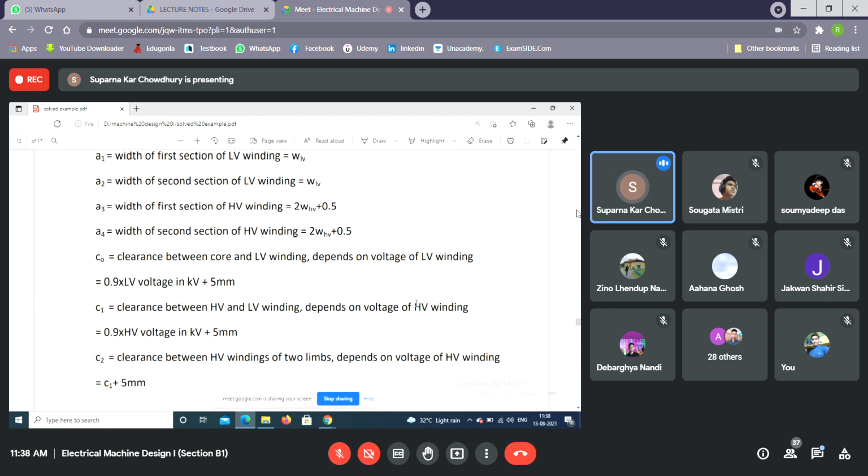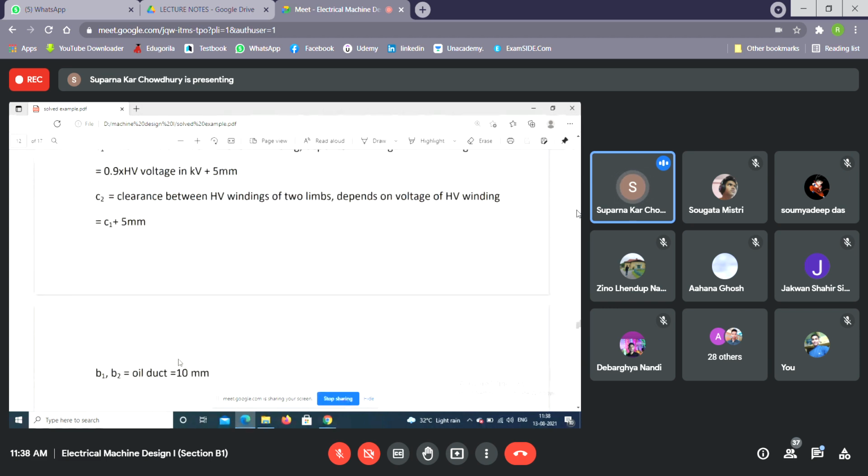It depends on the HV winding voltage, which is 0.9 into HV voltage in kV plus 5 millimeter, again rounded off to the nearest millimeter. C2 is the clearance between the HV windings of two limbs. It will be C1 plus 5 millimeter, which depends on the high voltage.